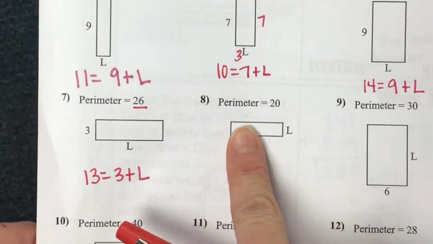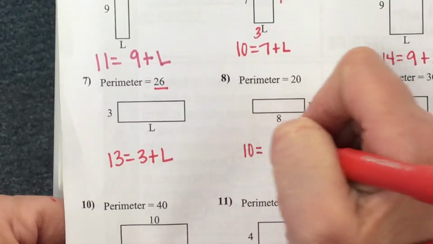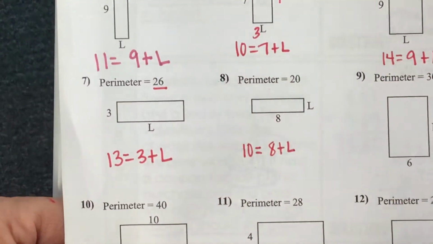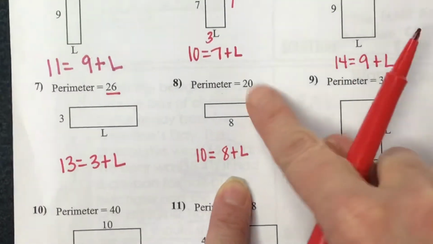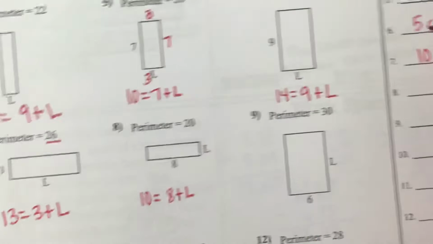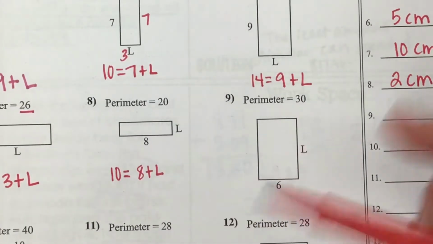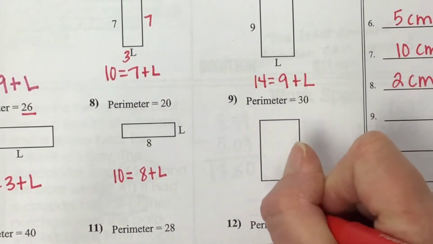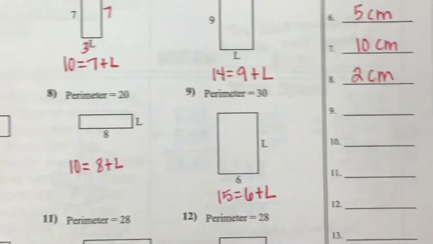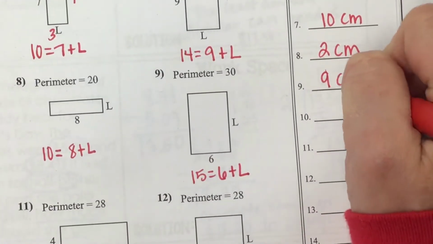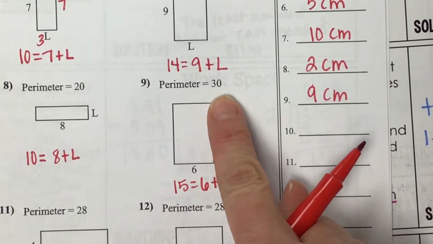Number 8, your perimeter is 20. Half of that is 10. So 10 is equal to 8 plus your length. That's 2. 8 plus 2 is 10. Times 2 is 20. So that makes sense. Number 9, 30. Half of 30 is 15. So 15 is equal to 6 plus the length. Your length is 9 centimeters. 9 plus 6 is 15. You double it, you get your perimeter, which is 30.